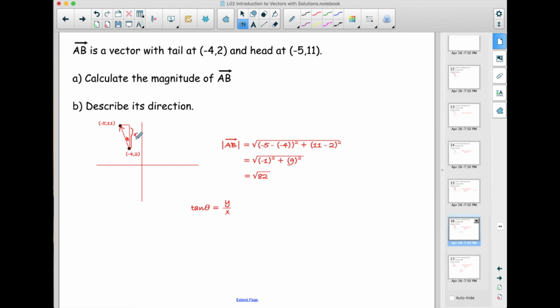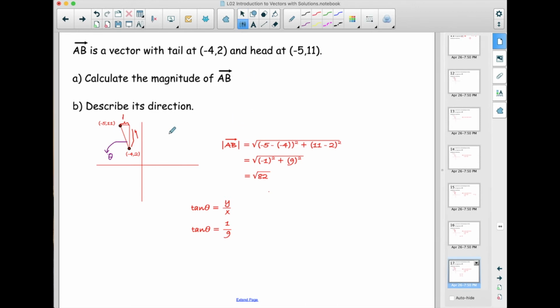And the two measures we have are the opposite and the adjacent side, and that would be a tangent ratio. So I'm going to need to use a tangent ratio. And again, there's the angle we're interested in. We've already discussed this is 9, and that is 1.